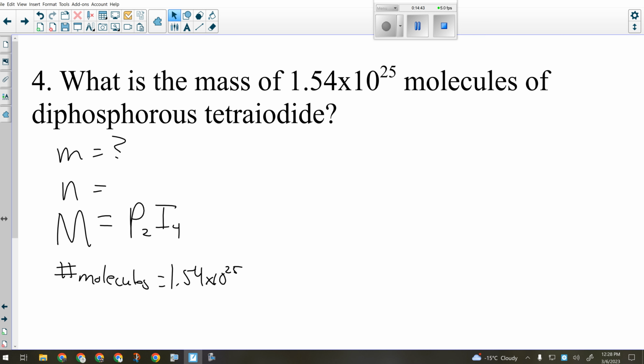More, way more, okay? All right, so if I know those things, what can I calculate right now if I know P2I4? Can I get big M if I know the formula? Okay, that's the first thing I should do then. So for phosphorus, we got 30.97. Yeah, and there's two of them, so I gotta multiply that by two. And I've got four iodines, so that's what, 126.9. Okay. Times four.